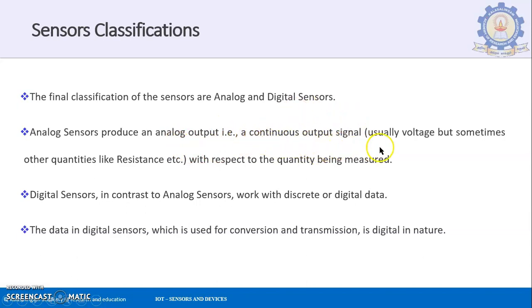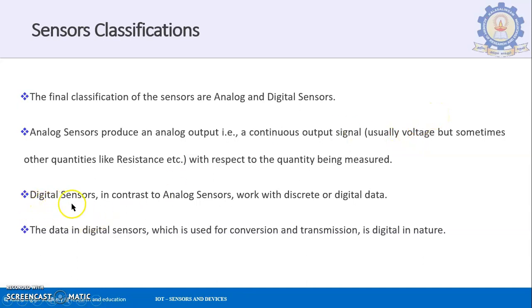It is not discrete in nature. Usually the output of this analog sensor is voltage, but sometimes other quantities like resistance are also given. It depends on the resistor manufacturing with respect to the quantity being measured. If it is related to current, resistance is the parameter they use. If it is related to voltage, voltage will be provided at the output accordingly.